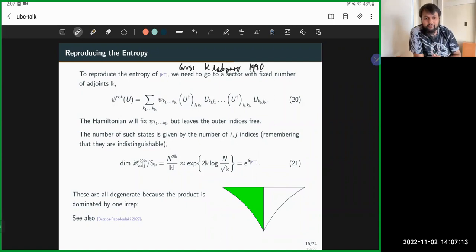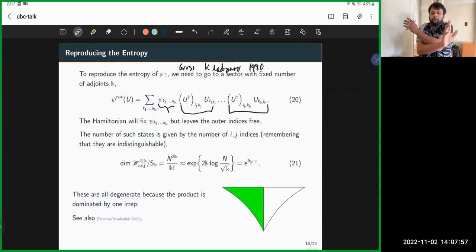So basically what we need to do is go to the sector with K adjoints, where again we have this math BBK. A particular wave function in that sector has K of these pairs. And there is some wave function for the distribution over the inner indices, because the inner indices have a Hamiltonian, they participate in the Schrodinger equation. So when you look at an eigenstate, they're fixed. The outer indices don't participate in the Schrodinger equation. They can be anything you want. So really the number of states with the same energy is the number of outer indices you can put.